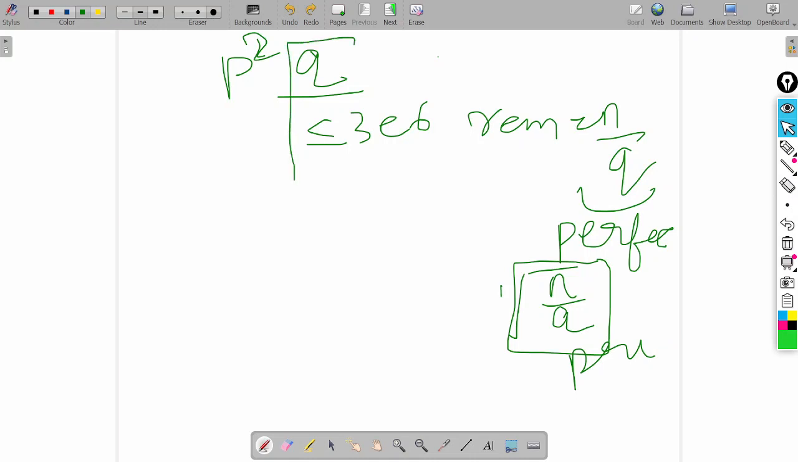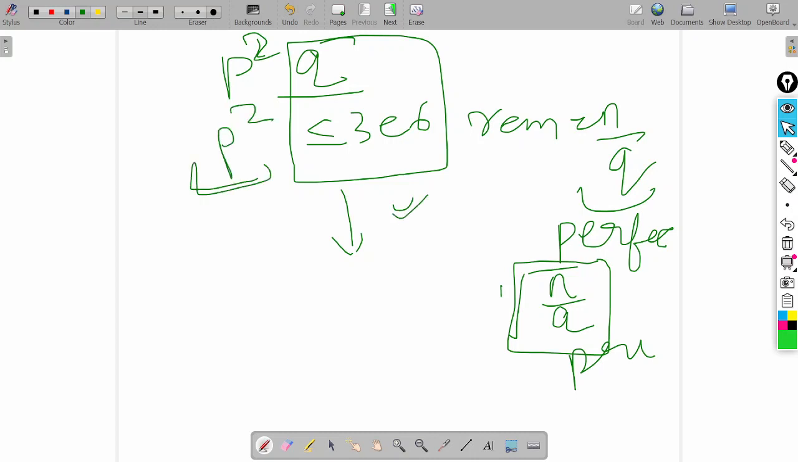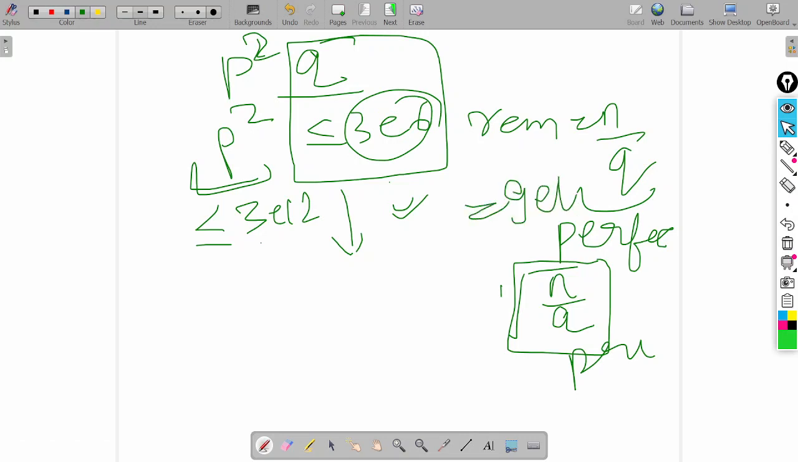So we tried all the q less than or equal to 36. Now after that, q might be greater than 36, but if q is greater than 36, then p square has to be less than or equal to around 312, because their product is 9018. If 9018 upon 36 is around 250-something, then this p square is less than or equal to 312.